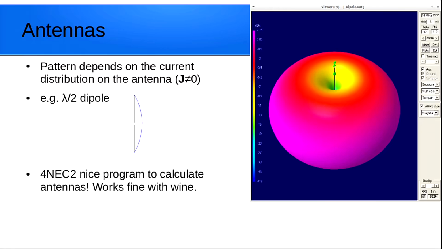The calculation of the pattern is then based on Maxwell's equations again. You normally work with a vector potential and everything in circular coordinates, and it becomes a bit complicated. Fortunately, there are a lot of nice programs that do the work for you. This was calculated with 4NEC2, which is a really nice program. It's free, and I think it's not open source, but it's for Windows, and it works fine with Wine under Linux.